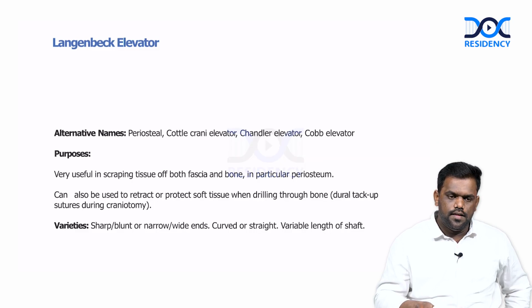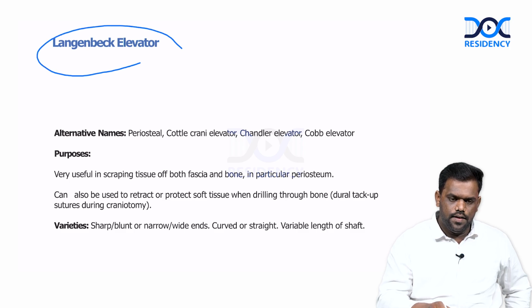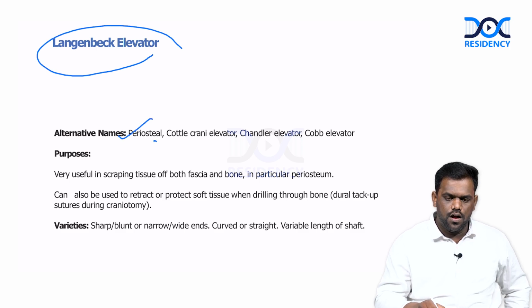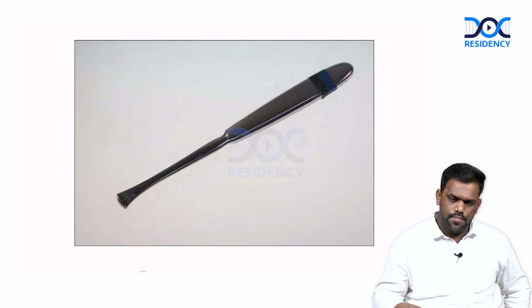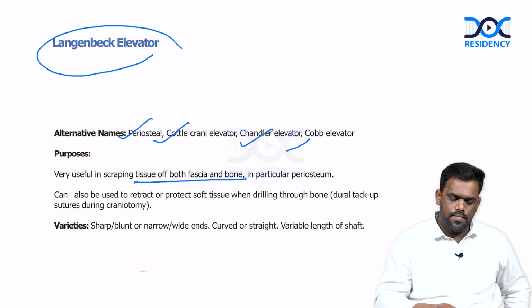Another elevator is the Langenbeck elevator. The Langenbeck elevator is also called the periosteal, Cottle, Cranny, Candler, or Cobb elevator. The purpose is very useful in scraping tissues off fascia and bone, and also to retract and protect the soft tissues, especially when taking dural tack-up sutures during craniotomy. This is a Langenbeck elevator.